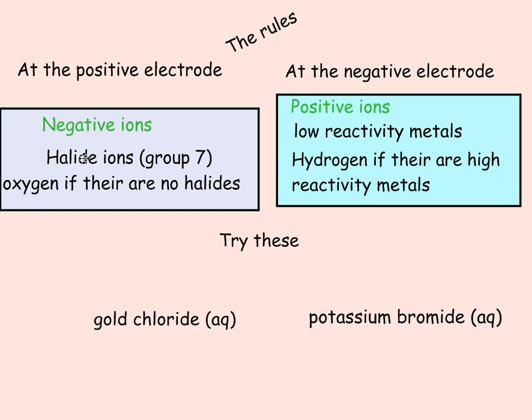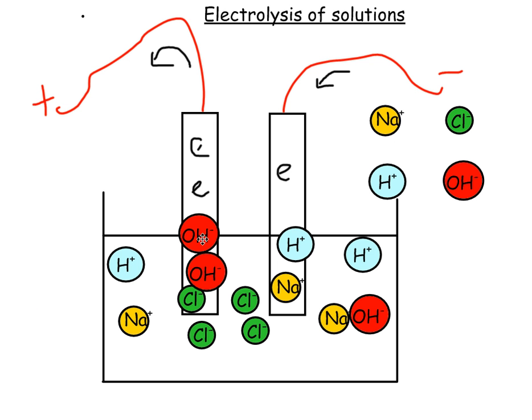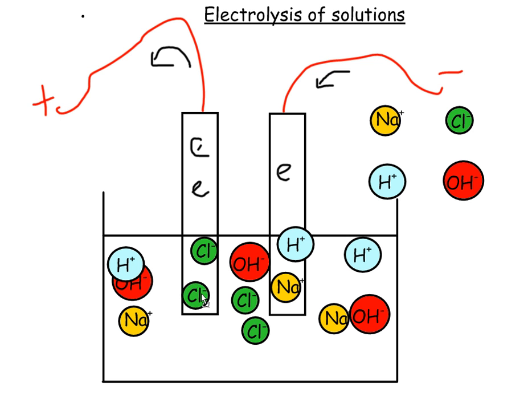Let's have a look. If you've got halide ions, that's group 7, the halogens, if there are any of those about, then those will be given off. They will win the fight. They will be given off at the positive electrode. If there are no group 7s, then oxygen will be given off. So let's have a look at ours. Have we got group 7? Yes, we've got some chlorine. So chlorine wins. If there wasn't a group 7, oxygen would be given off.